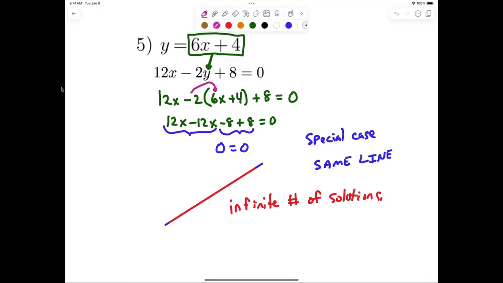-2 times +6 is -12. And -2 times +8 is -8.